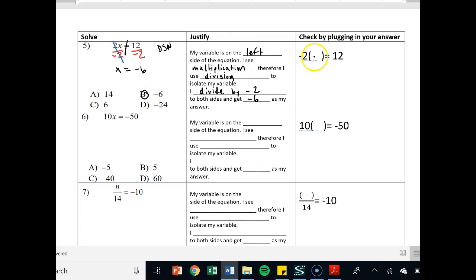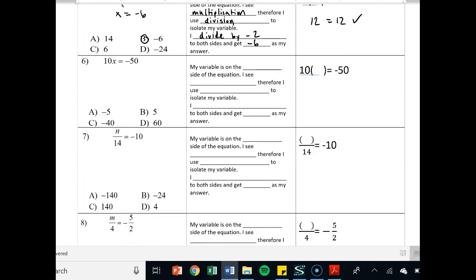I plug back in. It was negative 2x equals 12. I plug in negative 6. Negative 2 times negative 6 is 12, equals 12. Therefore, I am correct. Notice how helpful this is. Had I gotten 6, say, as my answer, and I plugged in 6, negative 2 times 6 would have gotten me negative 12. That does not equal 12, and therefore I would know that I was incorrect.